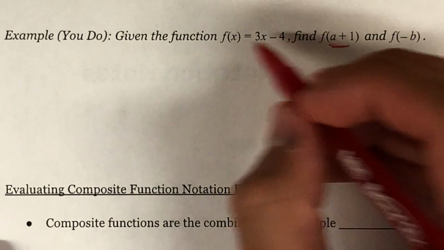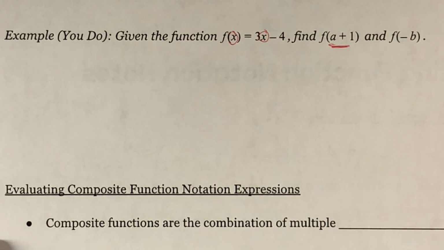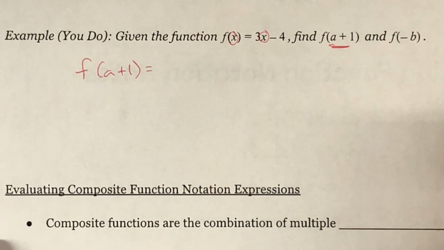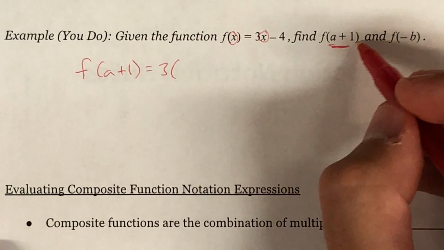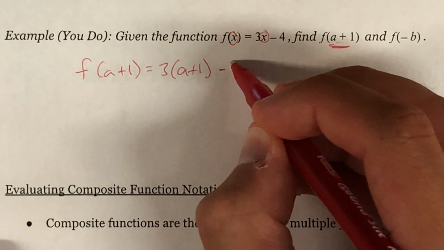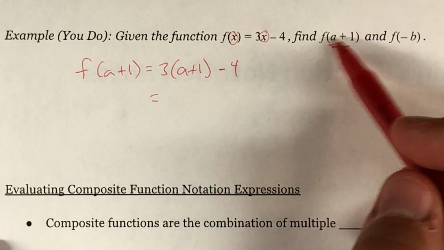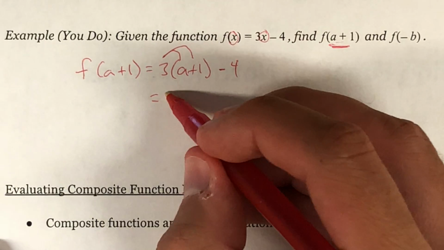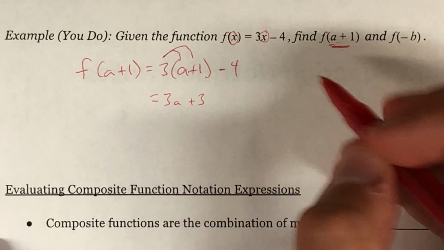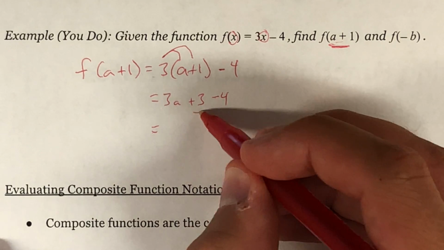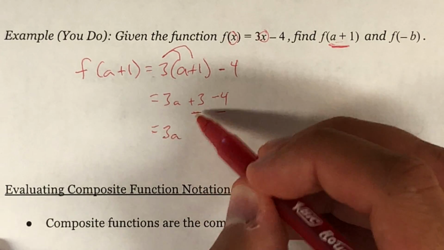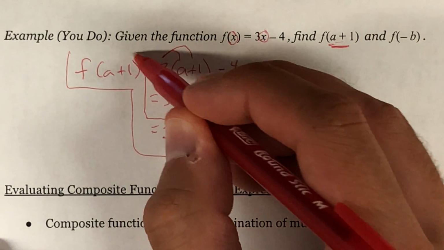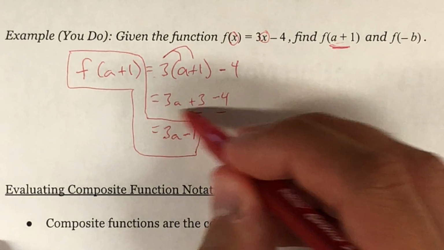So f of a plus 1 means every time we see x, we're replacing it with a plus 1. So f of a plus 1 will be 3 times a plus 1 minus 4. So this is where using parentheses is super important because that 3 needs to be applied to both a and 1. So 3 times a is 3a, 3 times 1 is 3. We've got two like terms here, 3 and negative 4. 3 minus 4 is negative 1. So f of a plus 1 is equal to 3a minus 1.